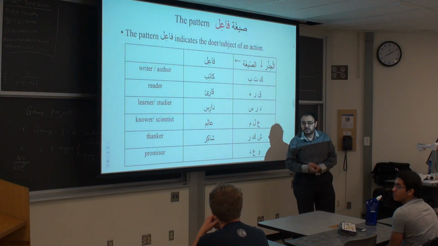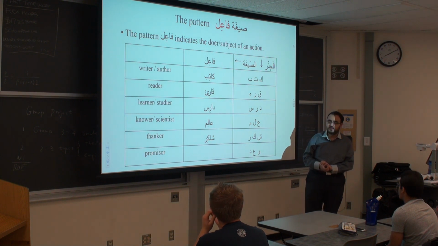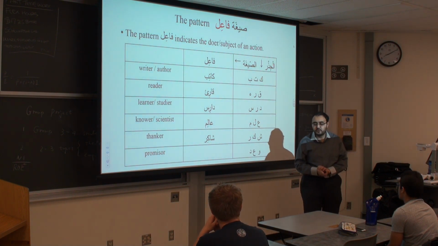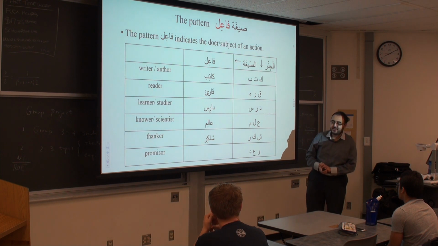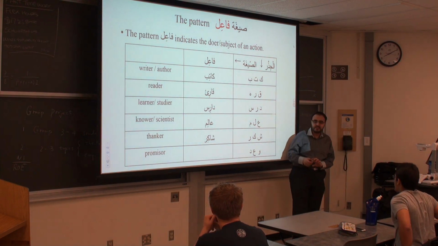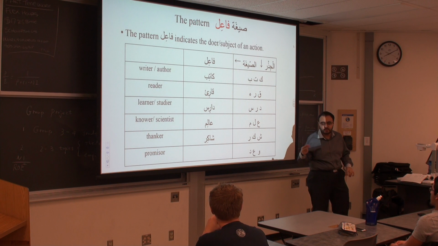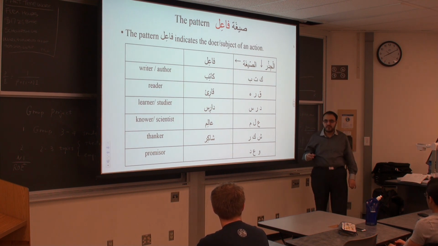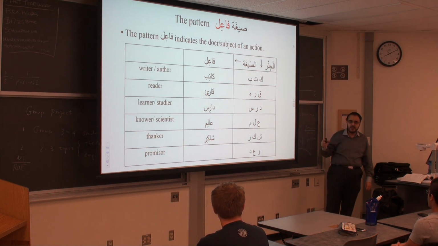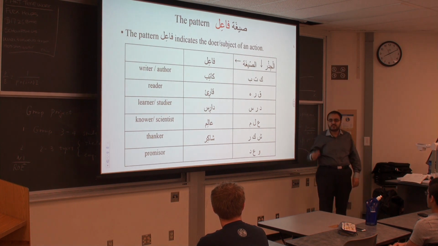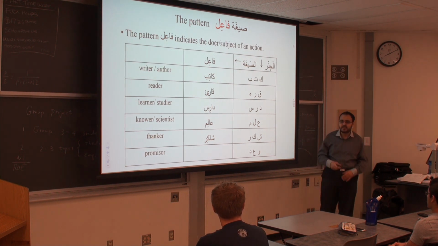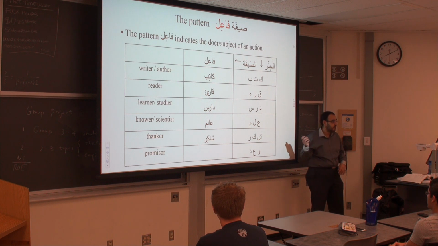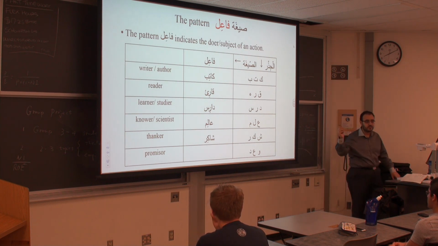About how many patterns are there? Is it roughly the same as with roots? No, the patterns are much more limited. The patterns that we will go over in both the 202 and the 204 are around 7 patterns, and you can say that these are the main patterns in the Arabic language. Any questions before we move on?